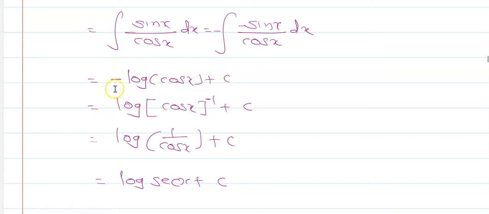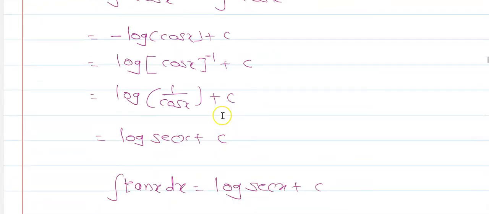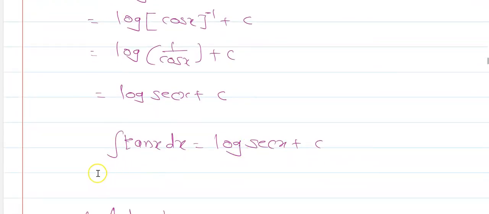Now, by using the rules of logarithm, the minus sign goes to the index. That is log of cos of x raised to minus 1 plus c. And cos of x raised to minus 1 is 1 upon cos of x. Therefore, log of 1 upon cos x is written as log of sec x plus c. And therefore, the integral of tan of x is log of sec x plus c. This you have to remember.